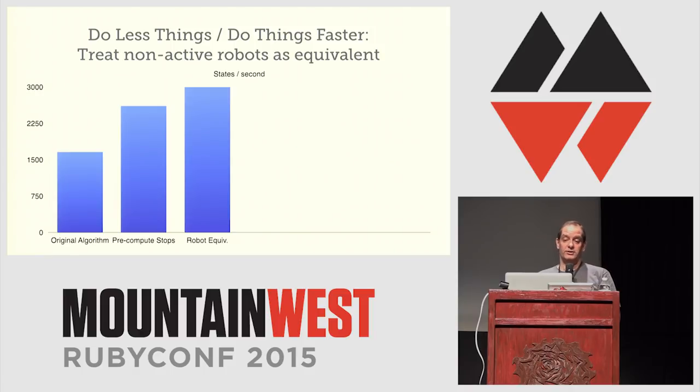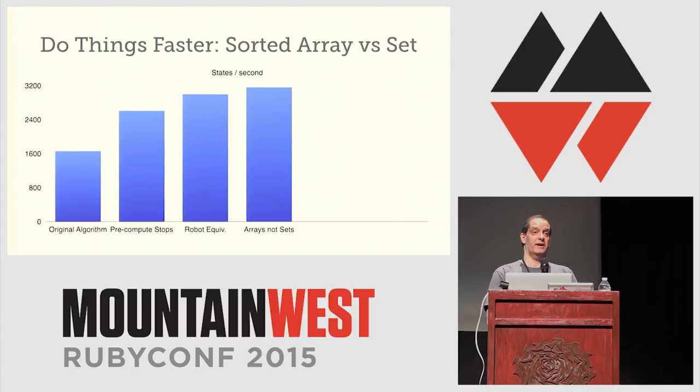The board state equivalence class I implemented as a set of position representations, and I realized that the set comparison was taking a long time, and so I switched over to a sorted array instead, which is actually faster to compare, another slight speed up.